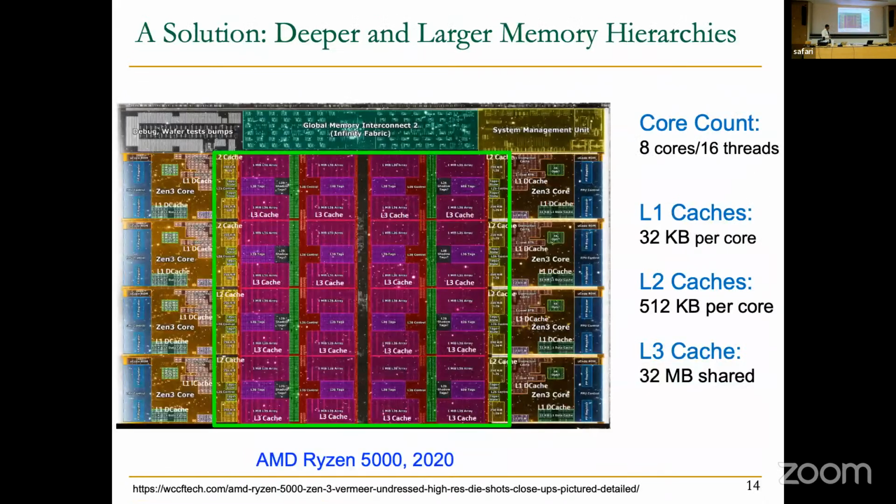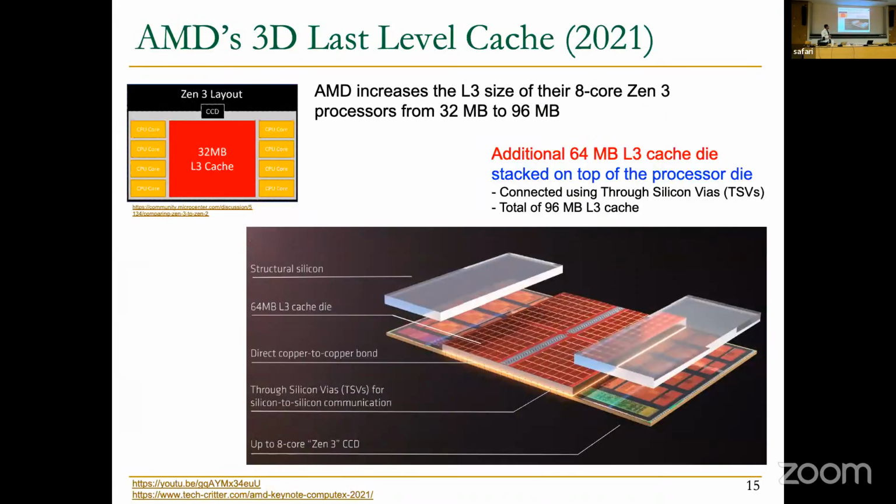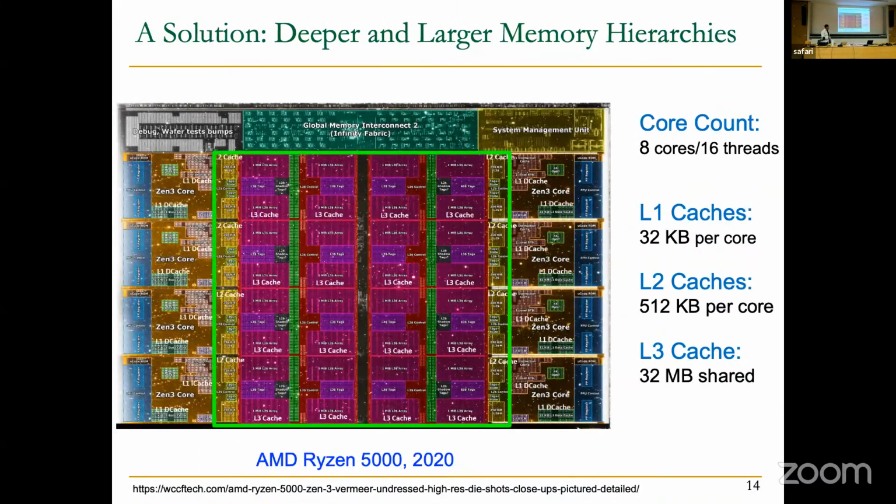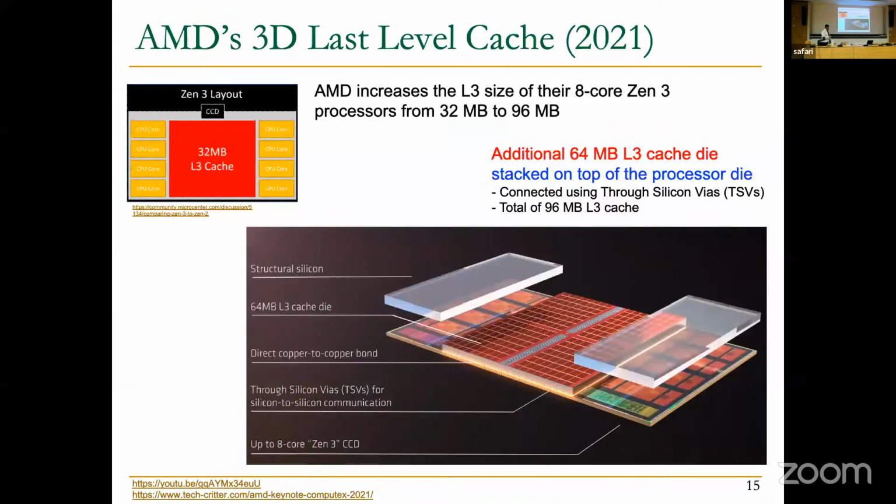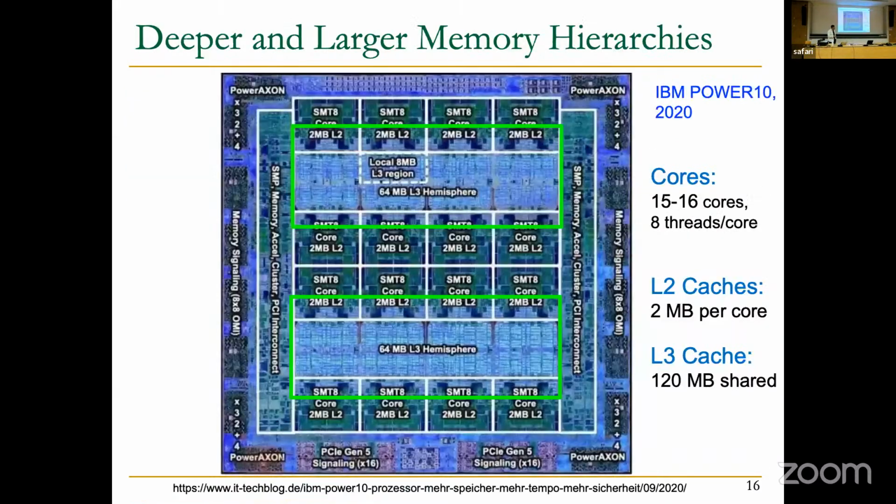So this is an example of a die from 2020 from AMD. And if you look at another die from 2021, in the previous die the L3 cache was 32 megabytes. And then in the next generation, it's not necessarily exactly the next generation, but 1 year later, this was increased to 96 megabytes of L3 cache. And this continues to other processors. Those are AMDs, and I think this one is IBM, yes. So you have a huge L3 cache of 120.